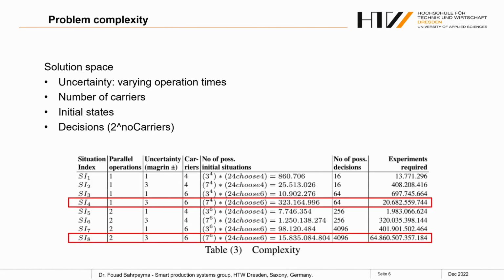In order to explore the entire solution space, we need to consider all the contributing factors such as uncertainty, number of carriers, initial states, and decisions. As you can see in this table, an increase in the possible values of the contributing factors will lead to an exponential increase in the solution space, which is significantly difficult and time-consuming for traditional optimization methods.